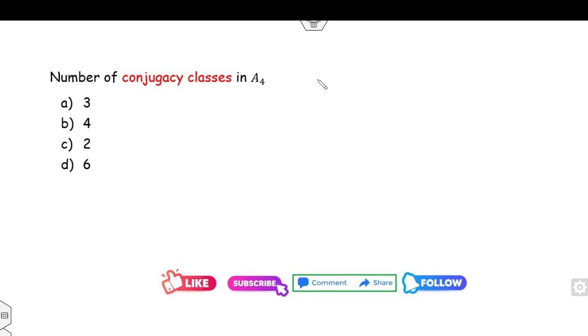Number of the conjugate classes of A4. As I told you, it is already 1 plus 3 plus 4 plus 4. These are the class equations. How many conjugate classes? 4 conjugate classes is the answer.